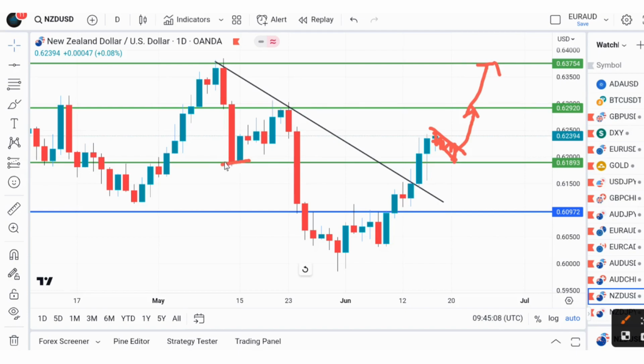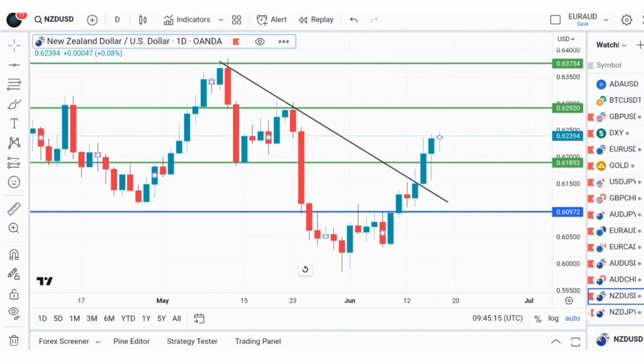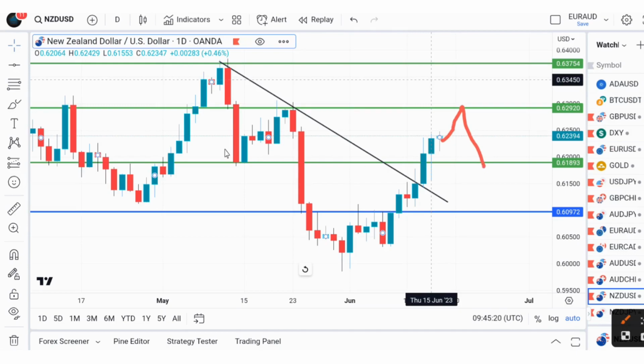But I'm looking for a pullback to this level, or we might see it rally to this area first, coming back to this level, then it might form a head and shoulders at this level, then going to 0.63754. So that's what I'm looking at on NZD US dollar.